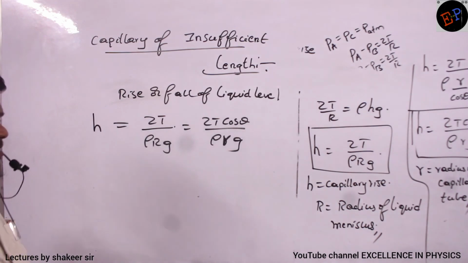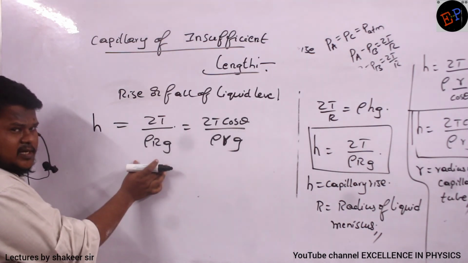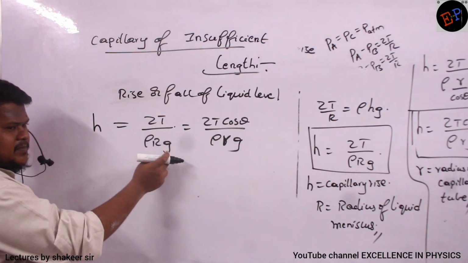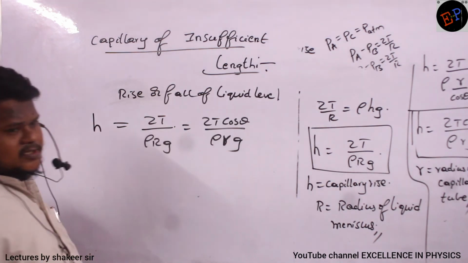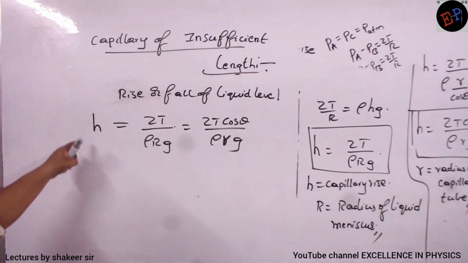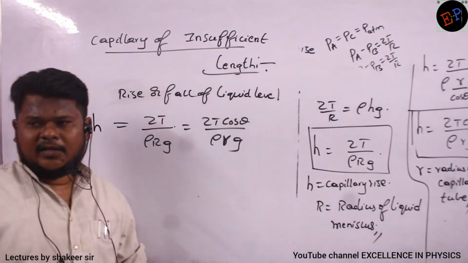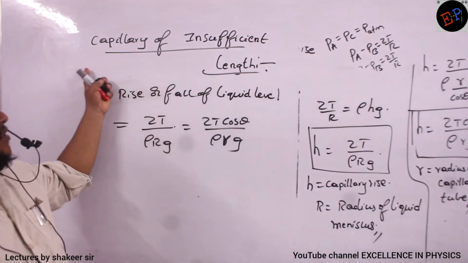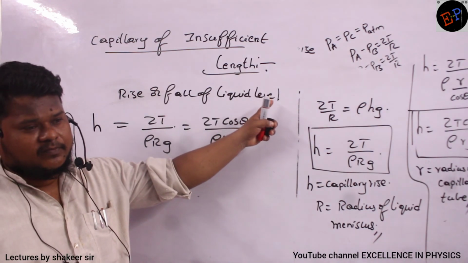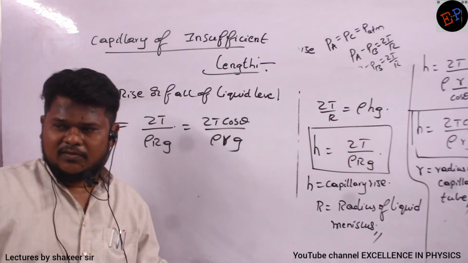Are you able to understand what is happening? See, this is the height of the liquid level in the capillary, 2T by rho capital R g, or 2T cos theta by rho small r g. It means above the water level, what should be the minimum height of the capillary tube? This is the minimum height. But what is the length of the capillary tube I am placing? It is less than the required level. Then what happens? That we are going to discuss.